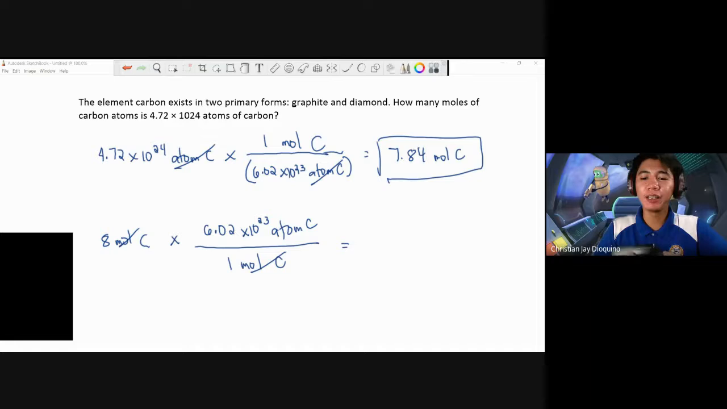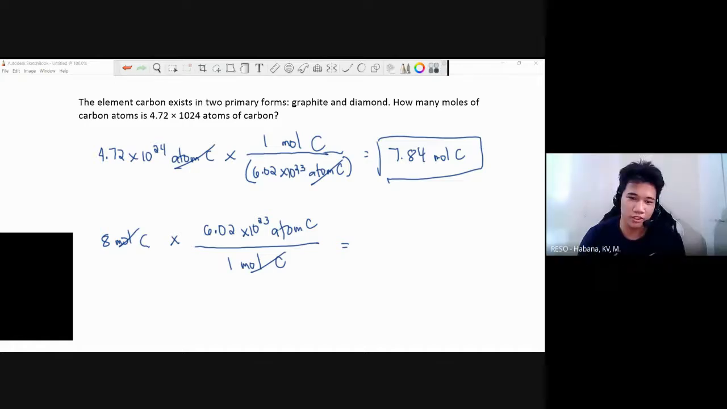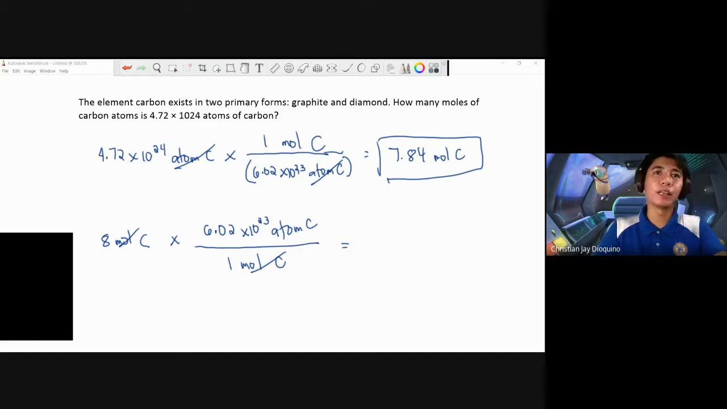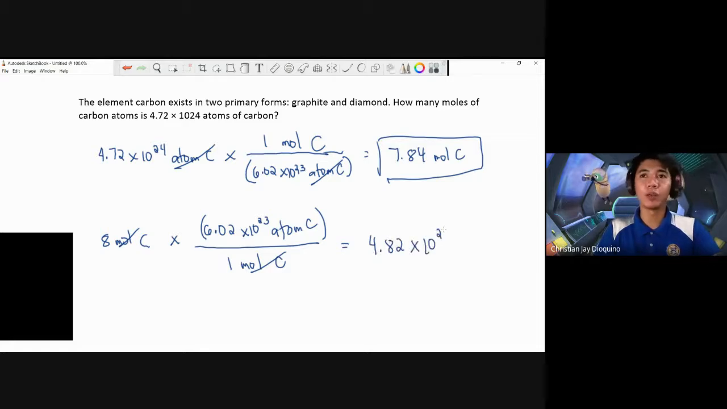Ano yung naka-raise sa kanya? Raise to 24. 24 po. Okay. 24 din kay Rachel. How about kay Carl? 24. Okay. So, raise to 24 yan. Again, huwag niyong kakalimutan lagyan ng quantity para lumabas yung tunay niyang sagot. So, we have 4.82 times 10 raised to 24 atoms of carbon. Okay? So, let's have another one.